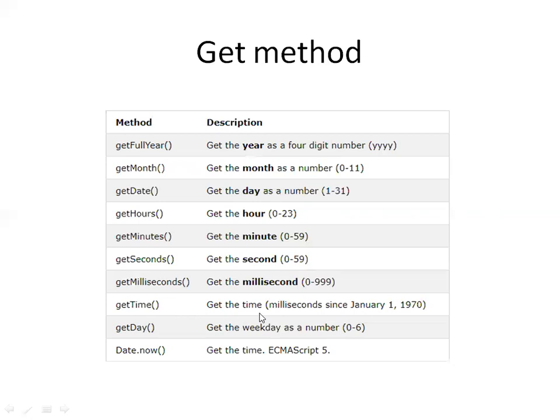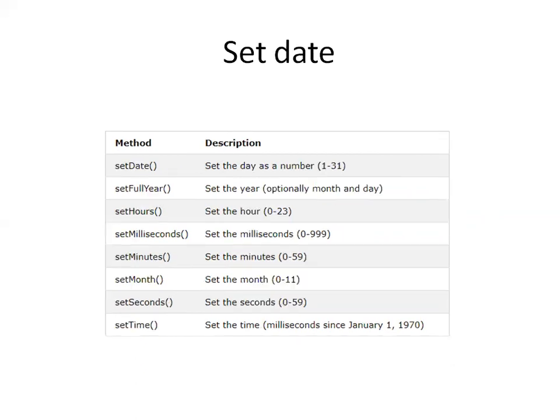Get time. Get the time in milliseconds since January 1, 1970. Get day. It is used to get the day as a number. The range is 0 to 6. Date.now(). Here, Date is an object, so it is used to get the time.